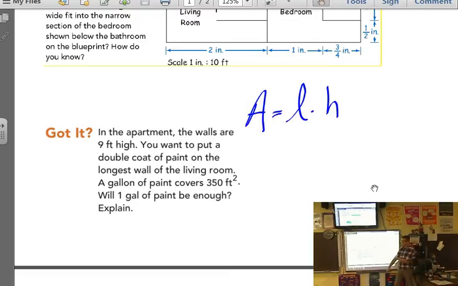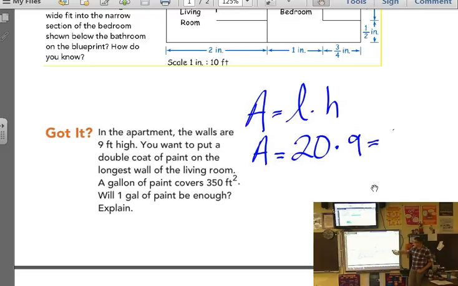Do you do L like that? Because a regular L will just look like a 1. Yep. So my length, we just said, was 20 feet. My height, how tall are the walls? 9 feet. So my area here becomes 180 feet squared. Make sure you have a label on that.